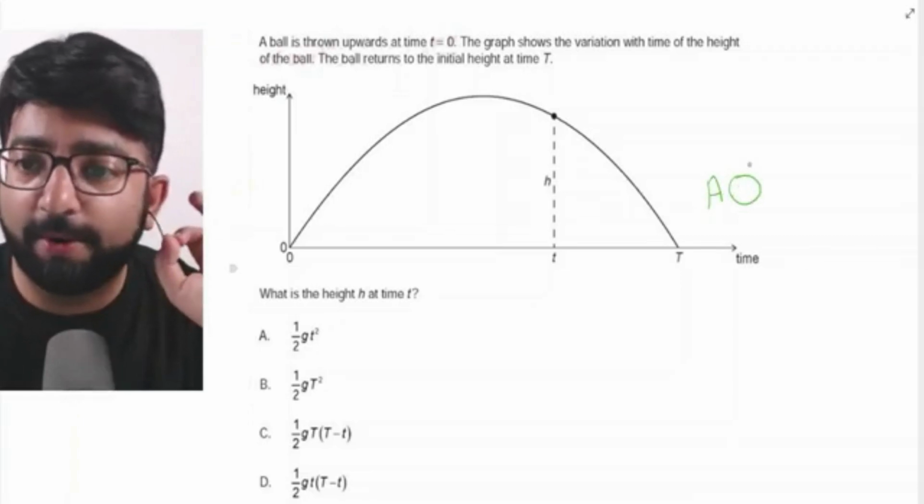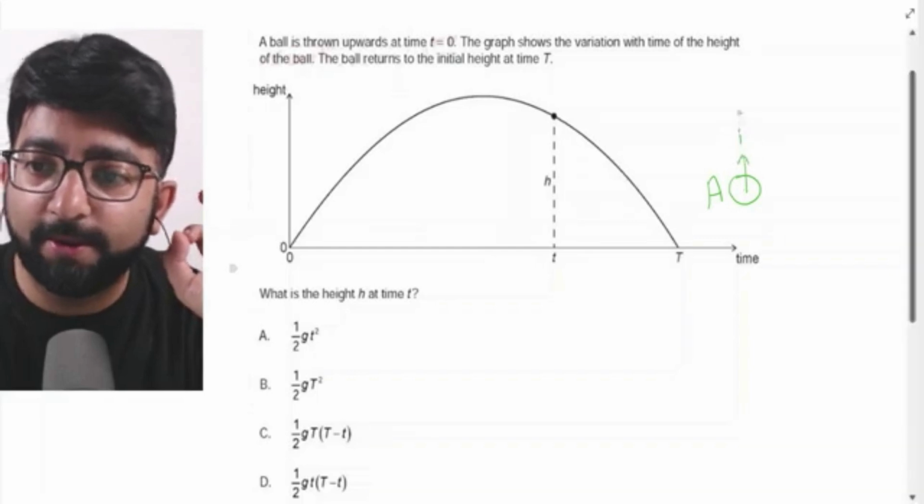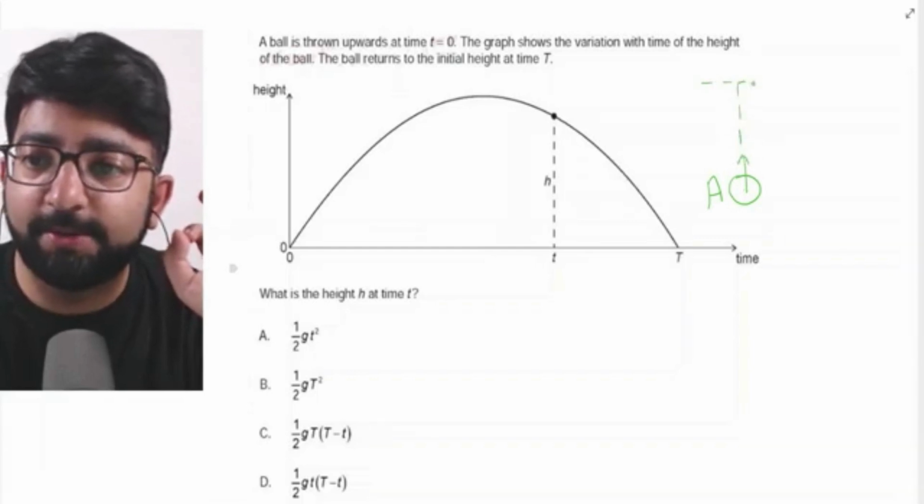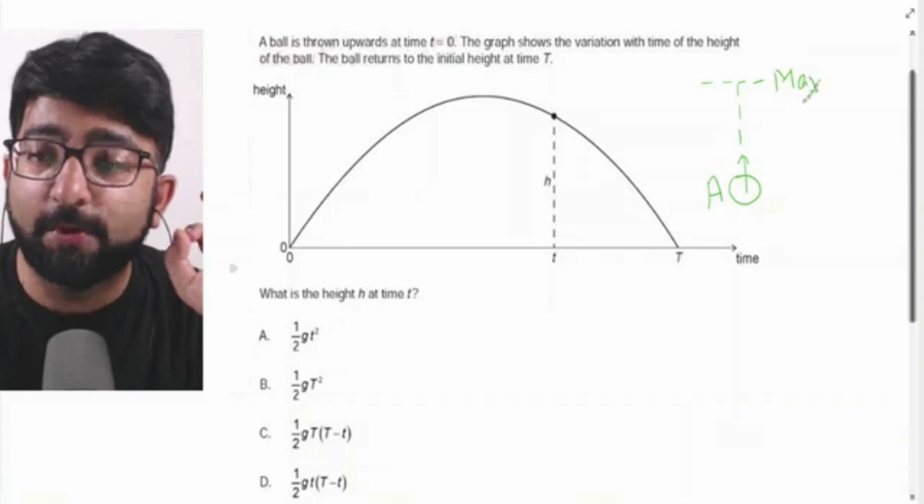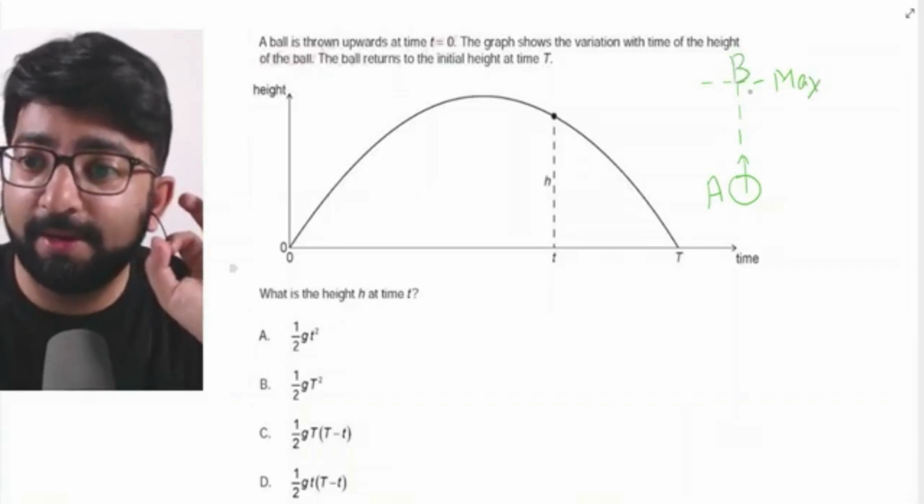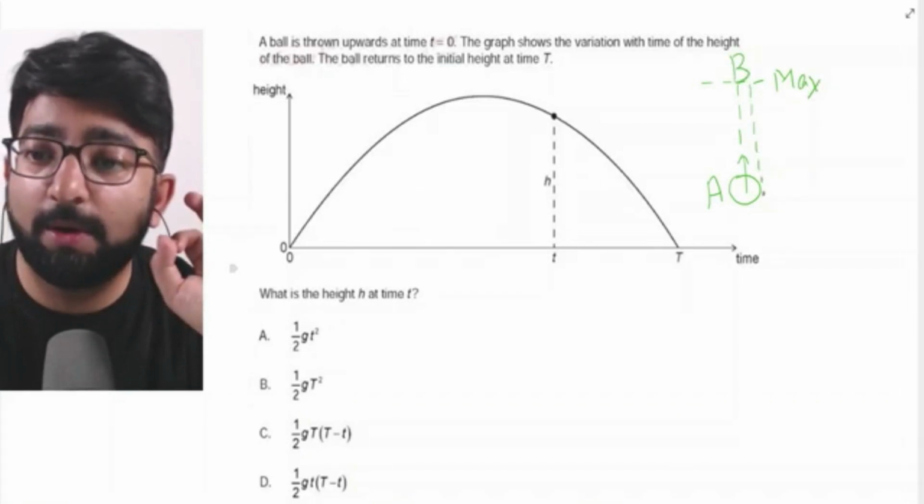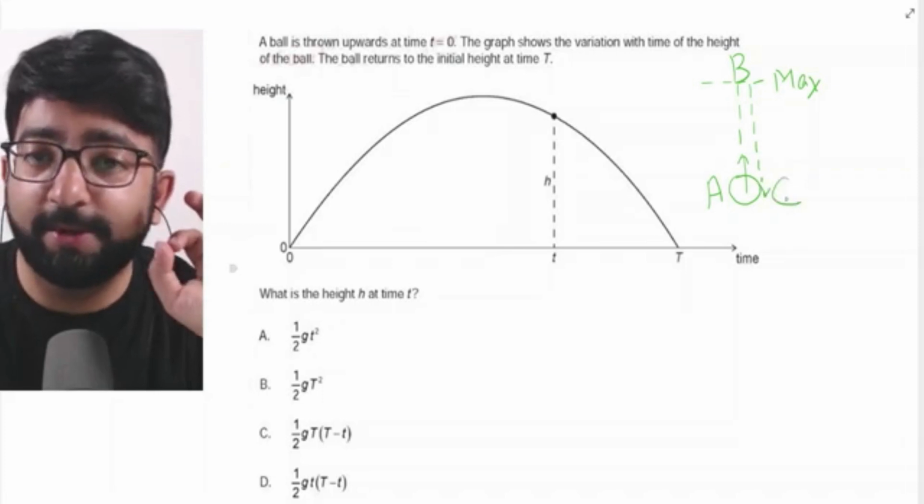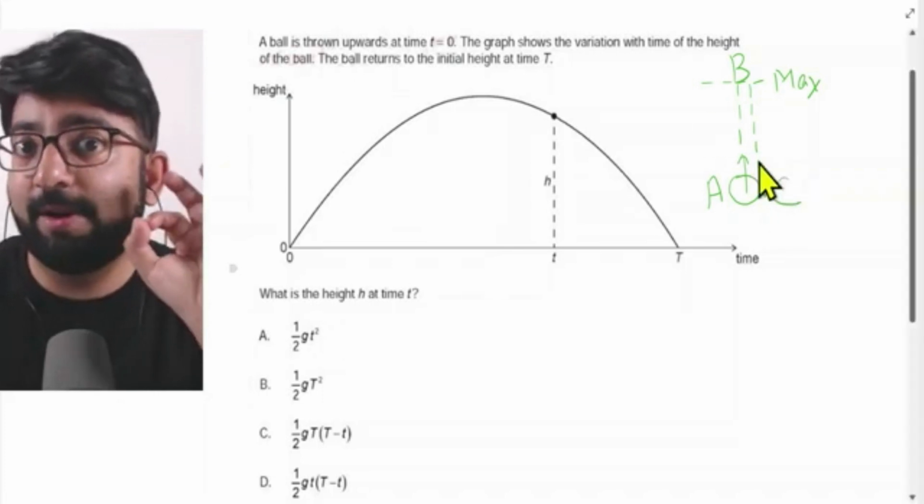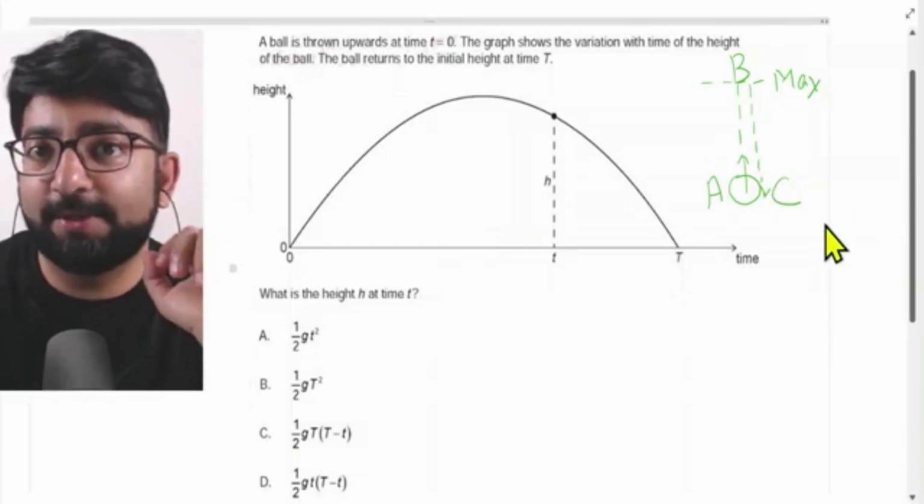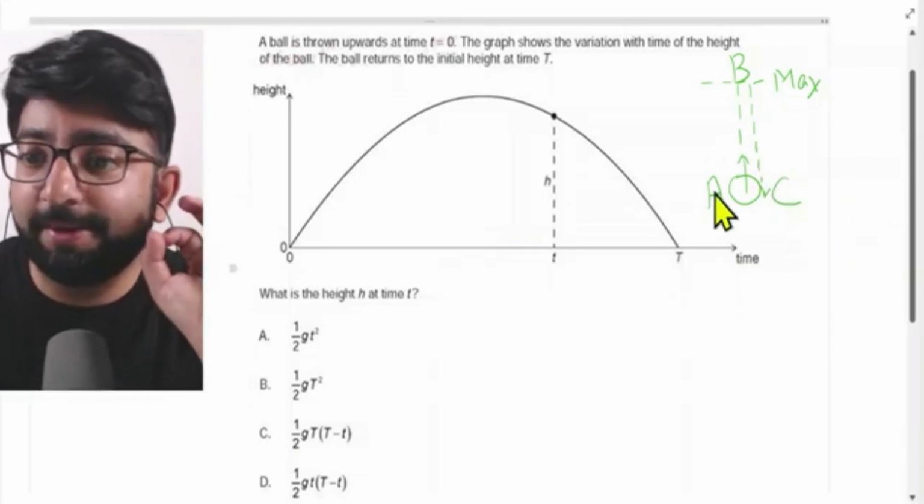It is thrown from a point A and it goes up. It is going to go up till it is reaching the maximum height. Let's call the maximum height as B, and then it comes back down along the same line. So let's consider this as point C. Now point A and point C, they are actually the same points, but just for the sake of explanation, I have separated A and C.